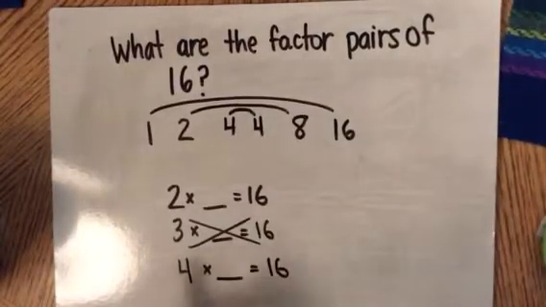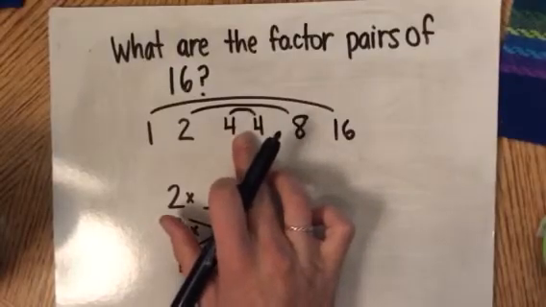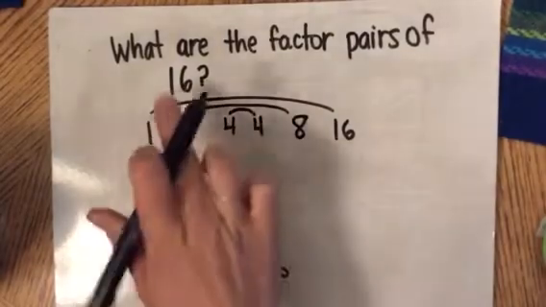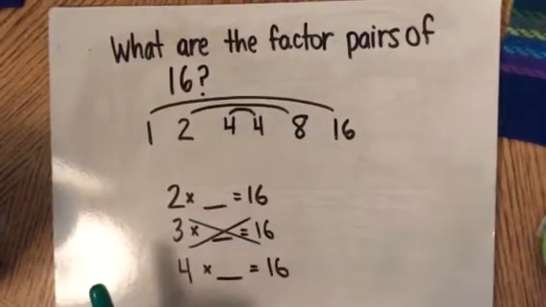And I know 5 and 6 and 7 are also not factors of 16. I can't multiply anything by those to get 16.